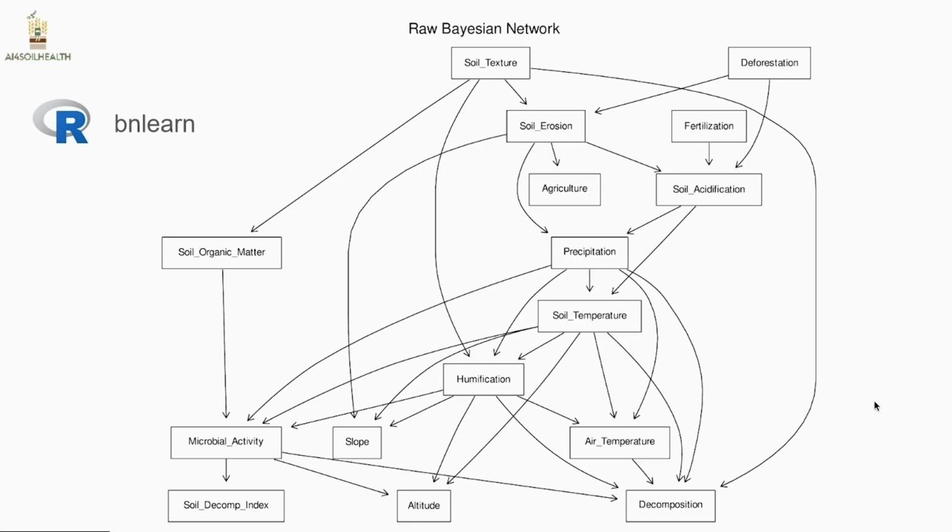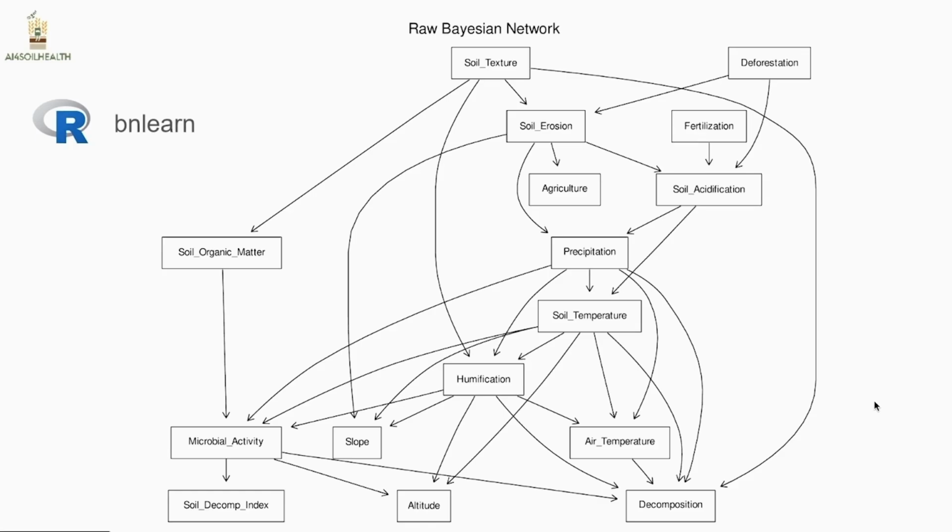Well, there are many powerful and advanced tools available in R and Python for building Bayesian networks. Even the simplest one, this bnlearn package, enables us to construct what we call the raw Bayesian network according to this data set. Why do we call this the raw Bayesian network?